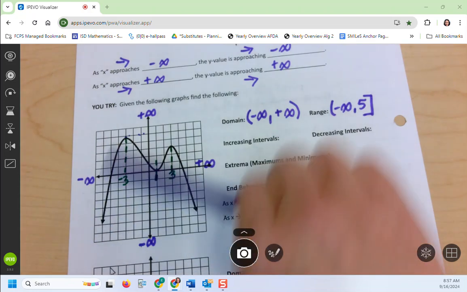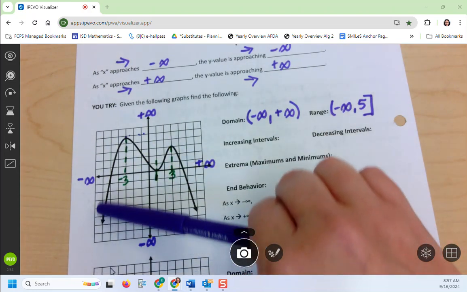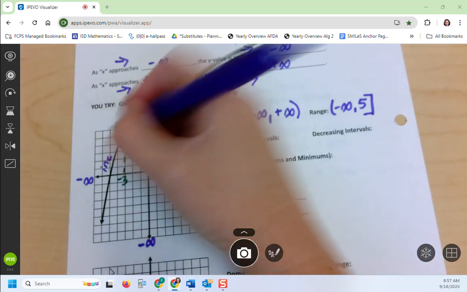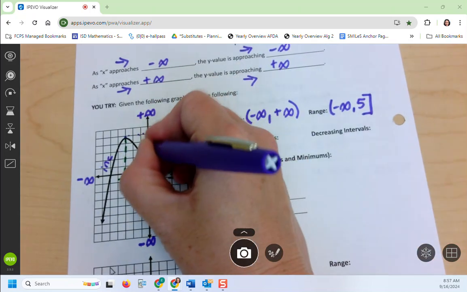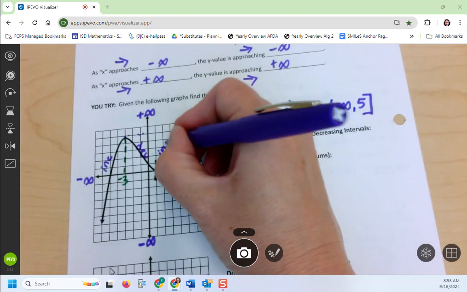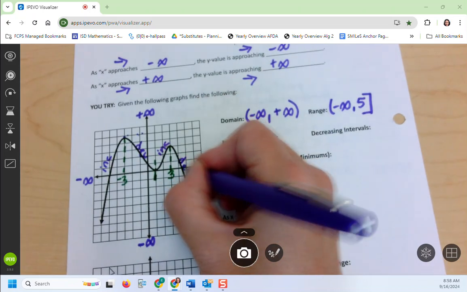Okay, we're going to read it from the left to the right. Is this first part increasing or decreasing? Increasing. Then decreasing. Then increasing. And then finally decreasing.